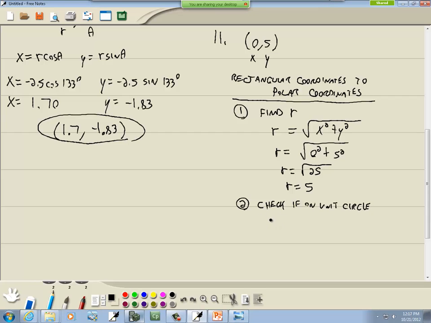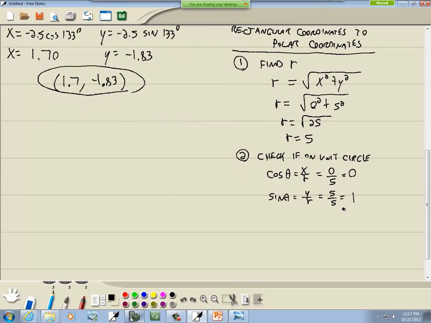Remember our formulas. We had cosine theta is equal to x over r. And we had sine theta is equal to y over r. Well, we know what x is. X is 0. And r we said was 5, which would give us 0. Y is 5. And r is 5, which would give us 1.